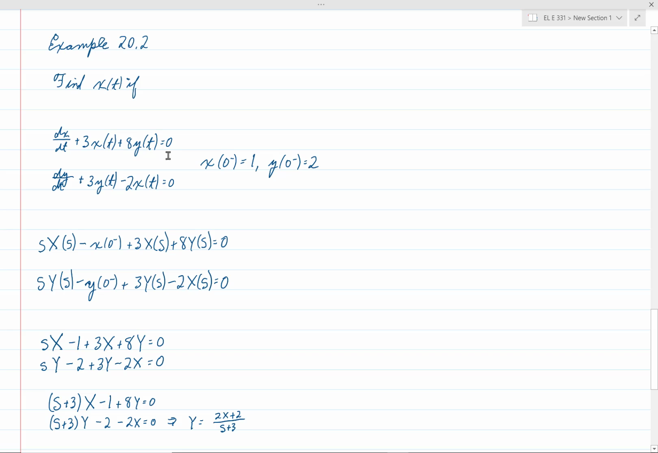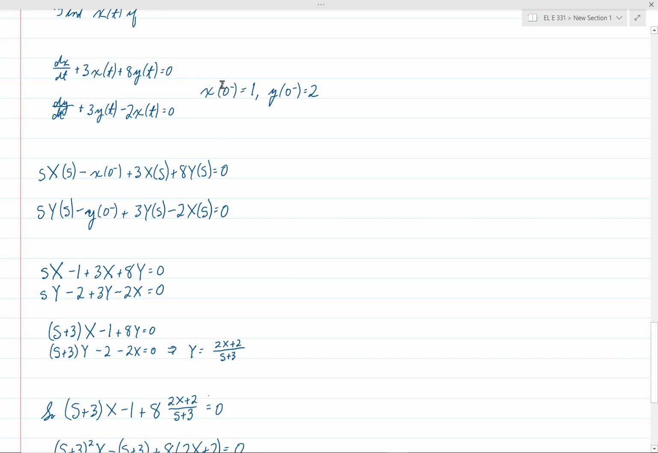The Laplace transform of 8y(t) is 8Y(s). The Laplace transform of 3y(t) is 3Y(s). And the Laplace transform of negative 2x(t) is negative 2X(s). Okay, so now what we will do is use this information about the initial values of x and y.